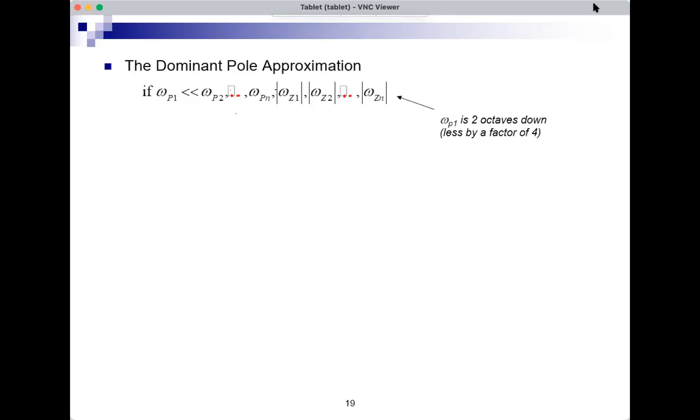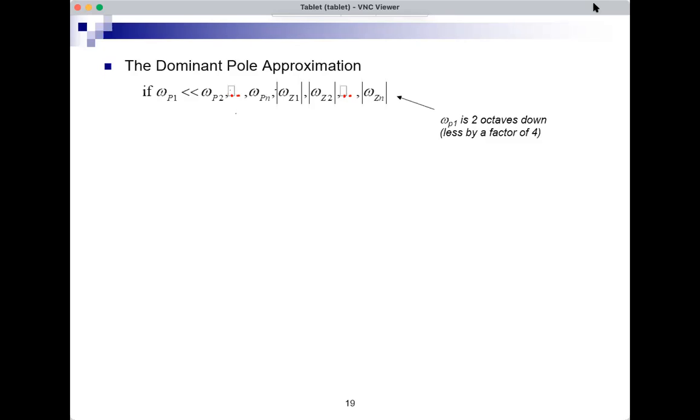For example, let's say omega p1 is 20 radians per second, and I have poles at 85 and 150 and 2000, and zeros at 320 and 5000. Omega p1 in this case would be dominant because the next critical frequency would be the pole at 85. And between 20 and 85, there is more than a factor of 4. So the smallest pole is dominant.